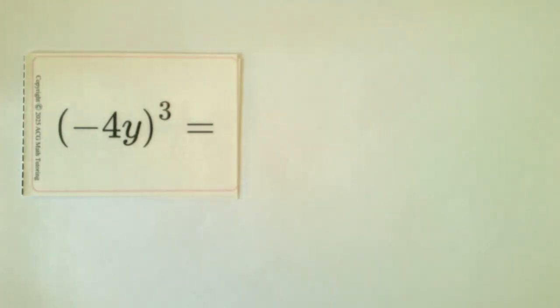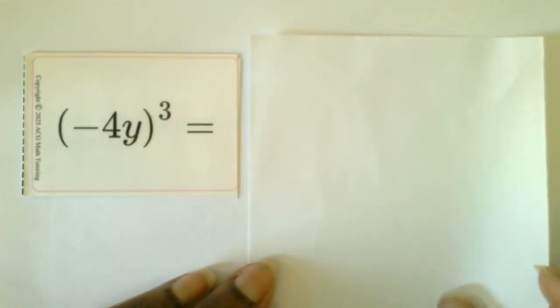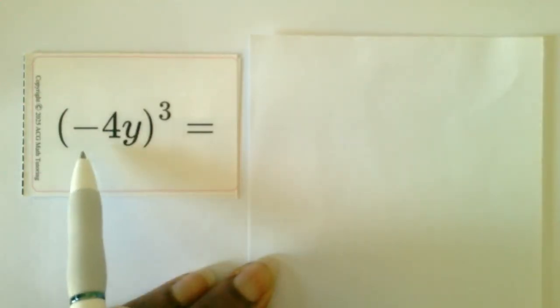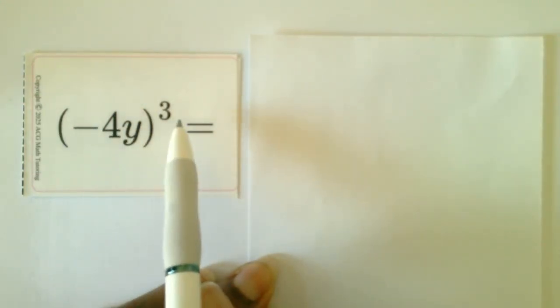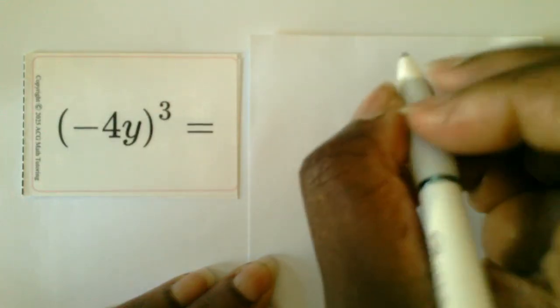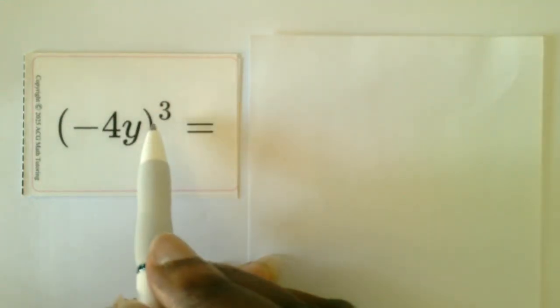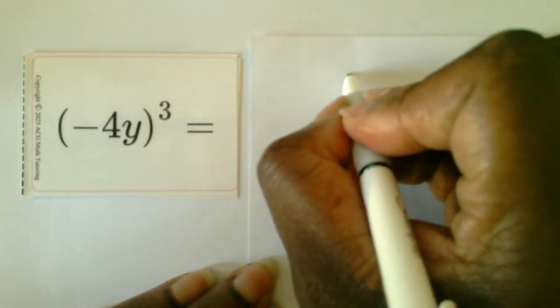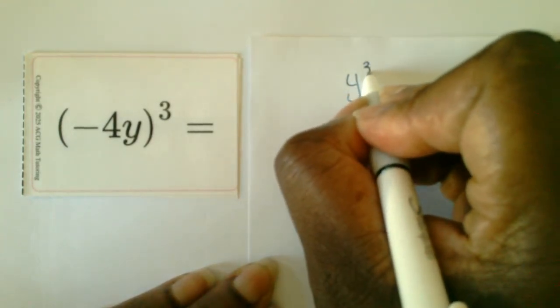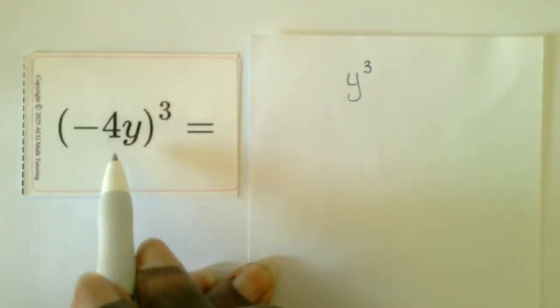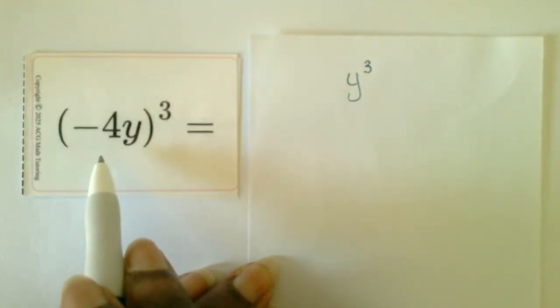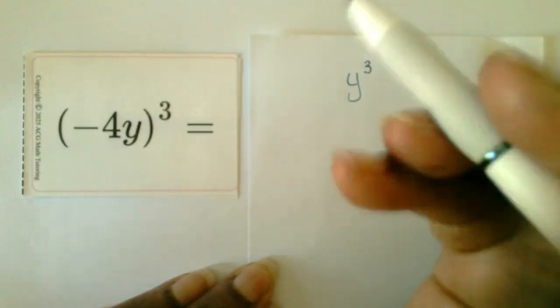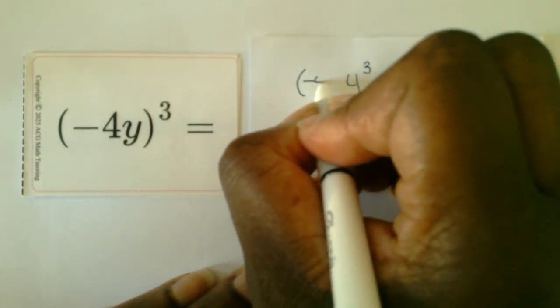Alright, so let's take a look. Here we go. This is the one thing that throws a lot of people. Everything inside this parenthesis is being raised to the third power. A lot of people think, oh, I can raise y to the third power and get y cubed. But then you forget everything inside this parenthesis needs to be raised to the third power. That includes the negative 4.